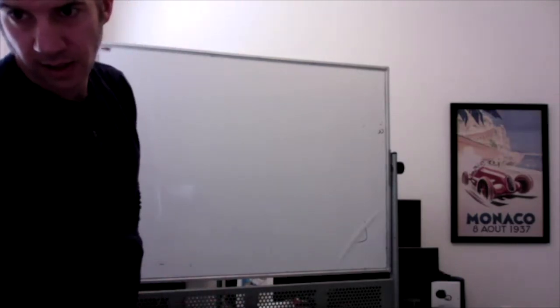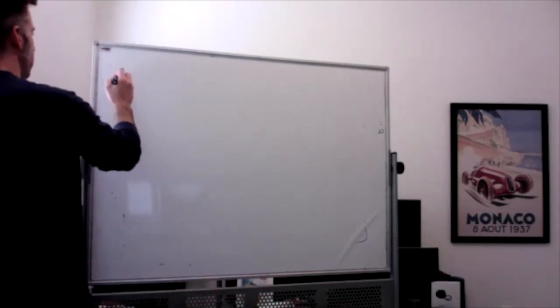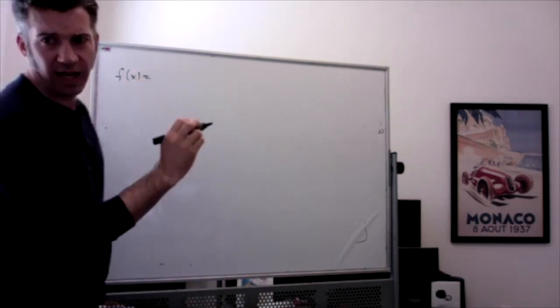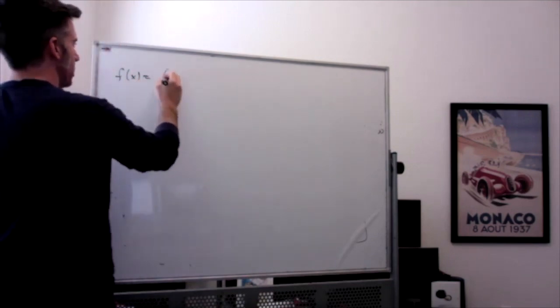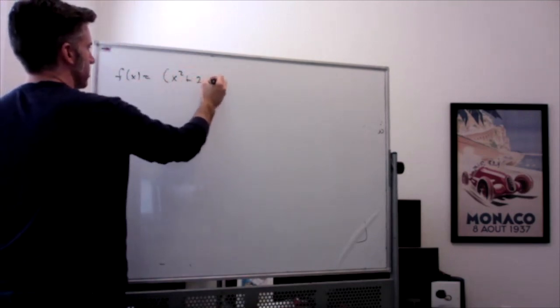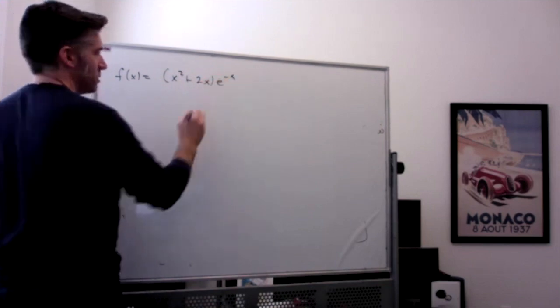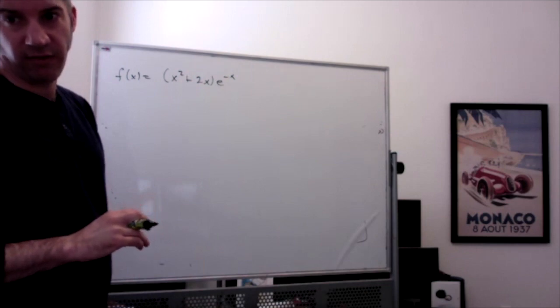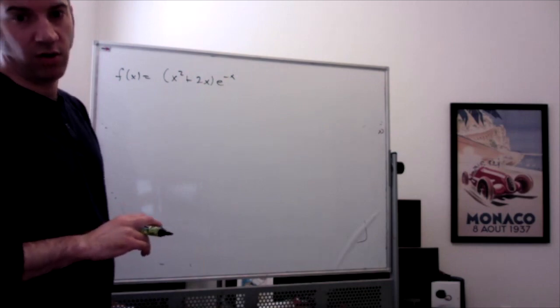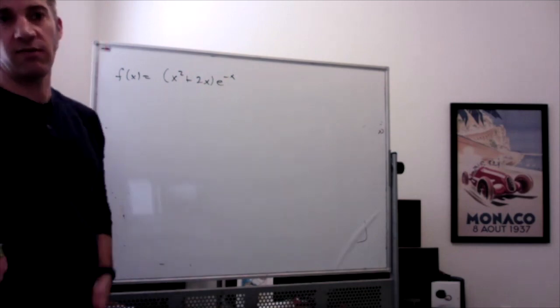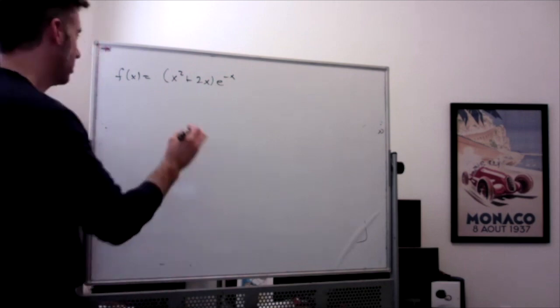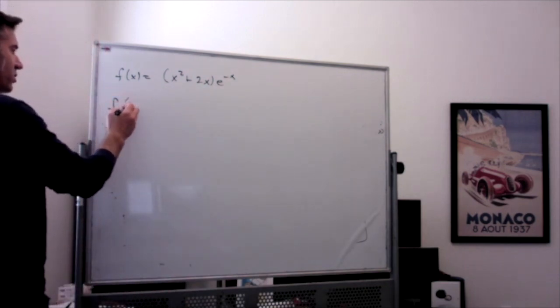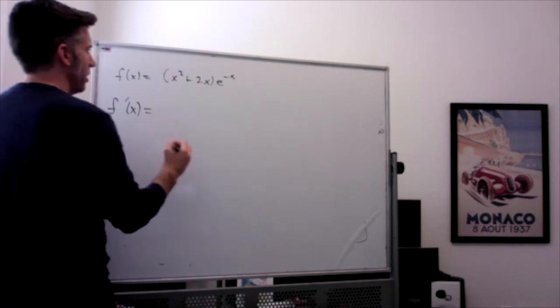What's next? Let f of x equal x squared plus 2x quantity times e to the negative x. Find the x values of all max and min points of f of x. Be sure to classify the points showing all work. Okay, so we want to essentially find and classify all critical values. To find the critical values, we take our first derivative and set it equal to 0.